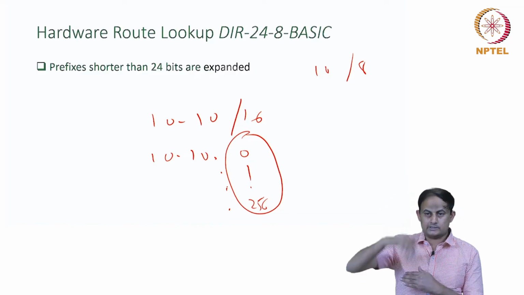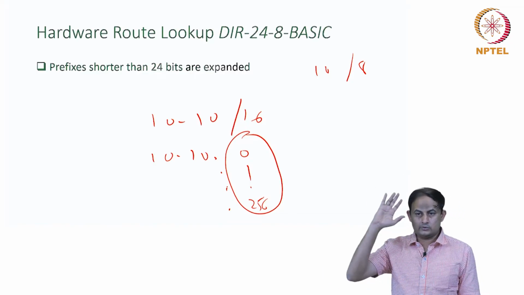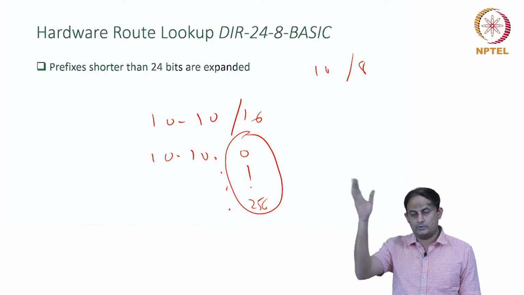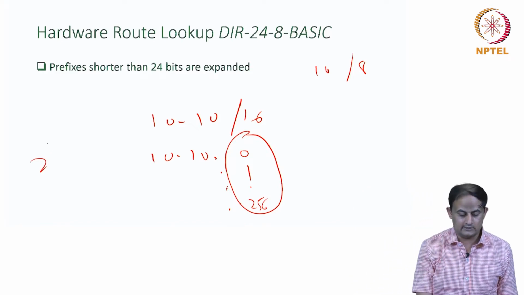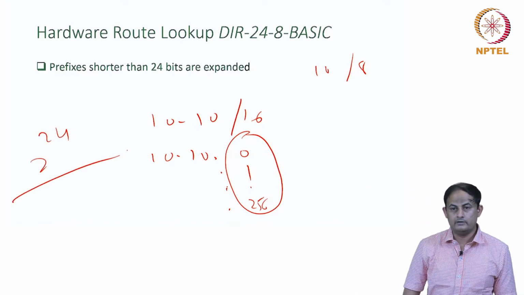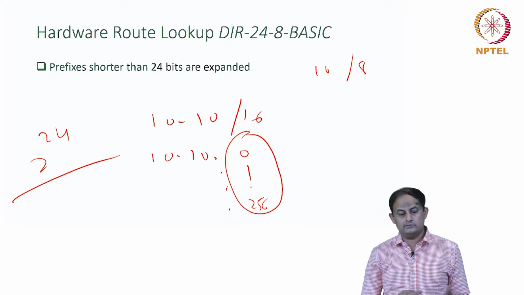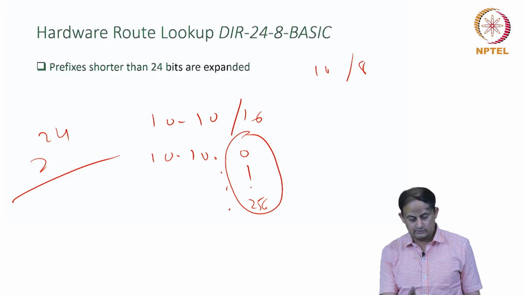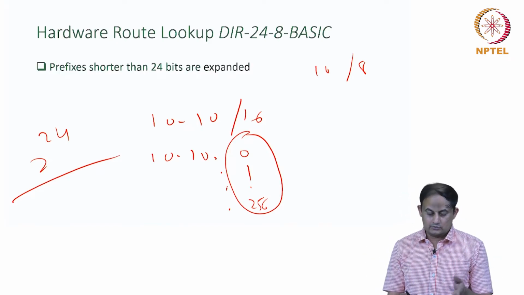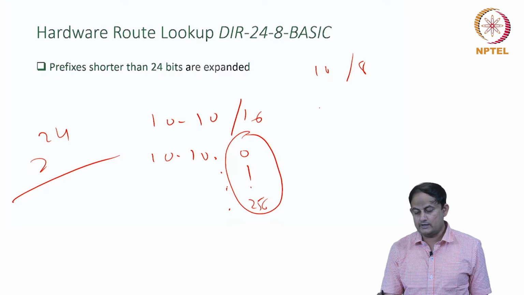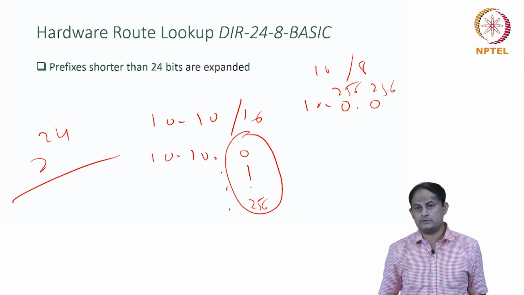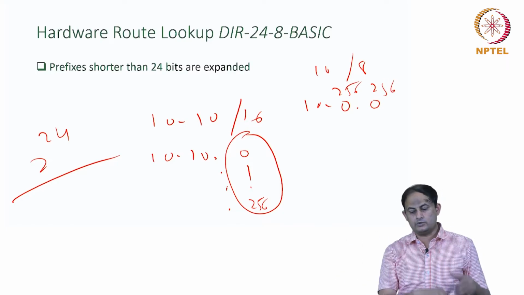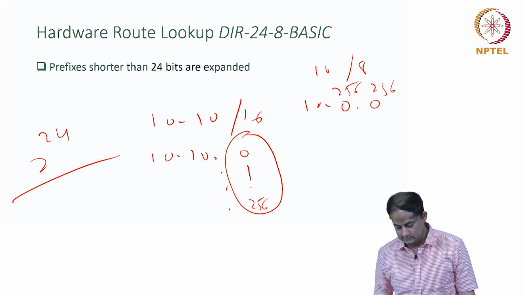The first level table is always full. All 2 to the power of 24 entries are always there in the first level table. So if any prefix is shorter than that, you need to bring it into the 24 bit format. In the example that I showed, similarly, if you have 10/8, then for this there are 256 cases for this one and 256 cases for this one, we expand it and then store it in the table as entries in the table.